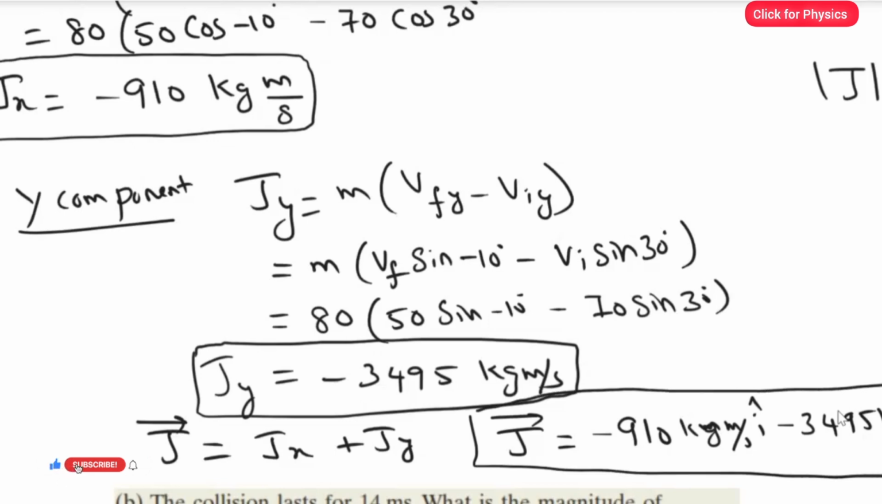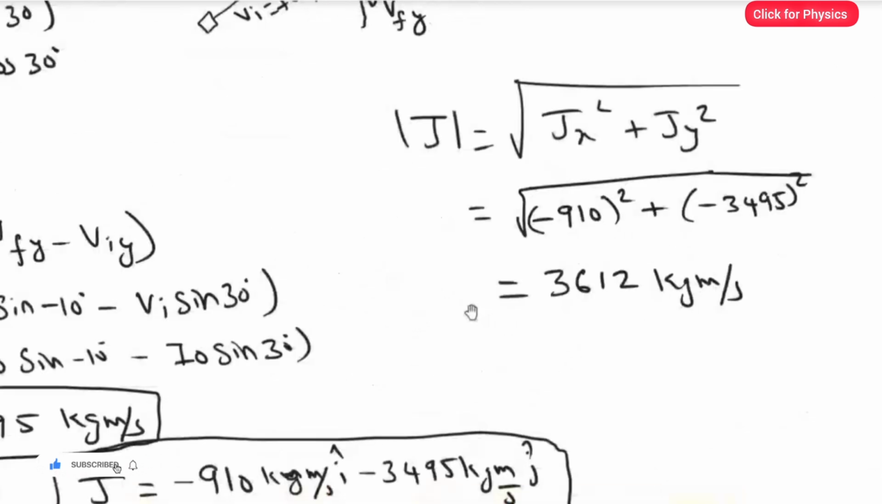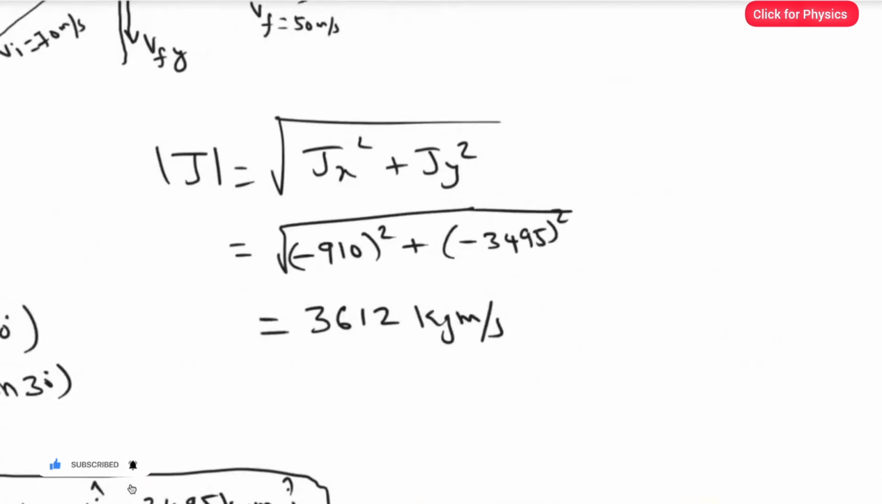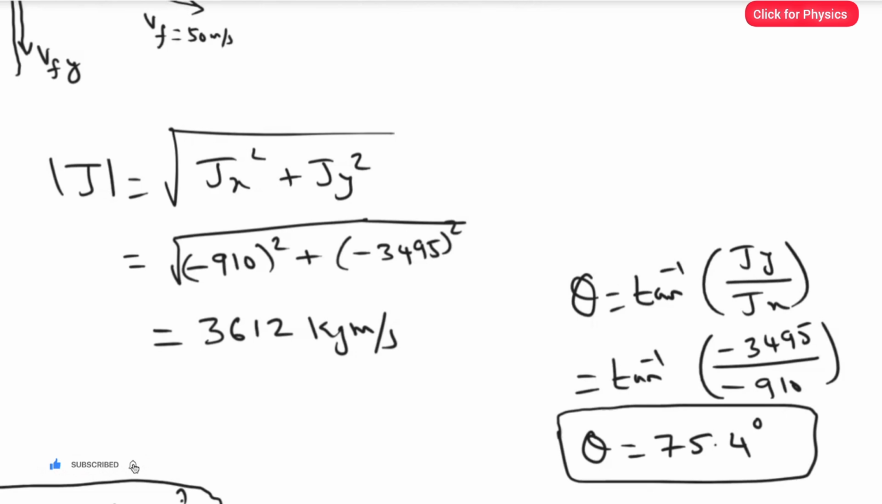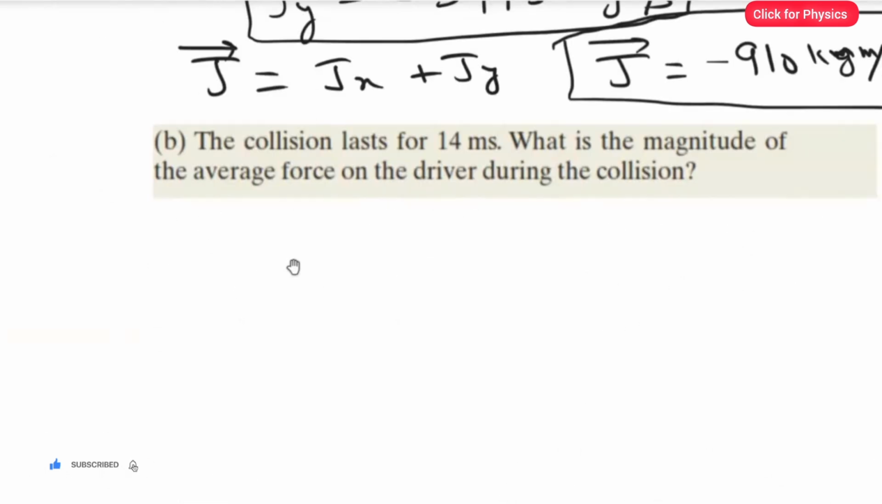After that, we have to find the magnitude. But anyhow, we already found the answer for the magnitude. And also, if you want to find the direction, it's very easy. Already we know the formula, theta, which is equal to tan inverse of j of y component over j of x component. So tan inverse of minus 3495 divided by minus 910. I got the answer here as theta, which is equal to 75.4 degrees. So this is the direction. Clear? Okay.